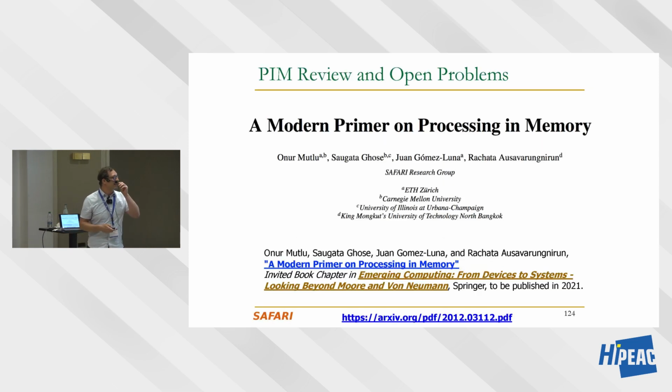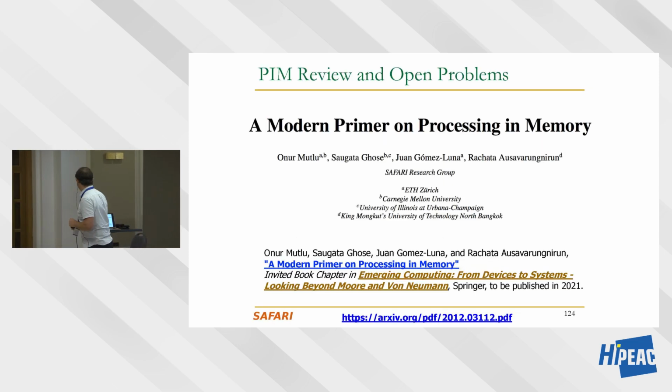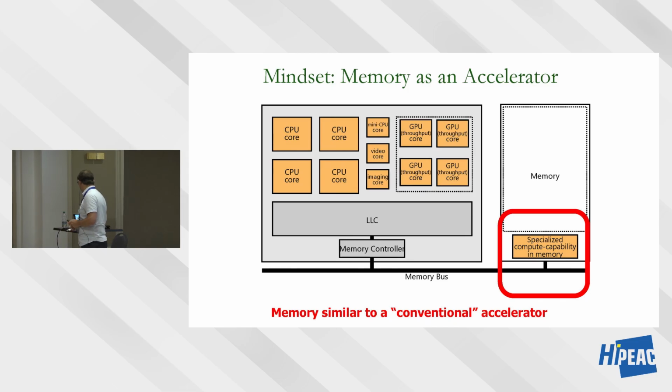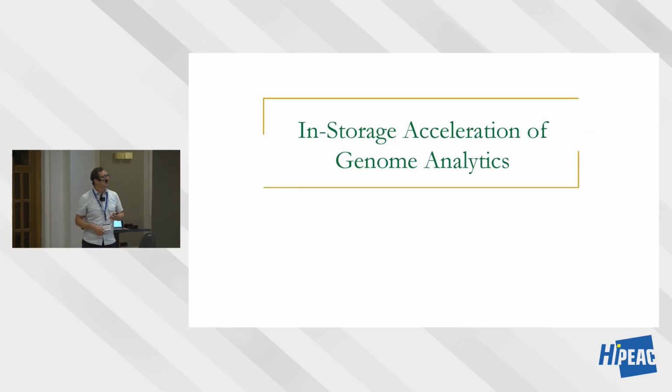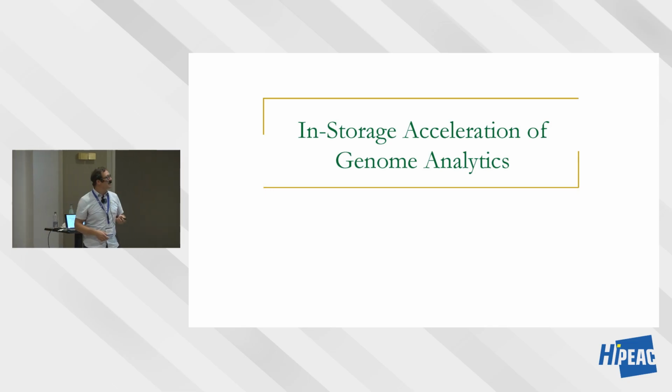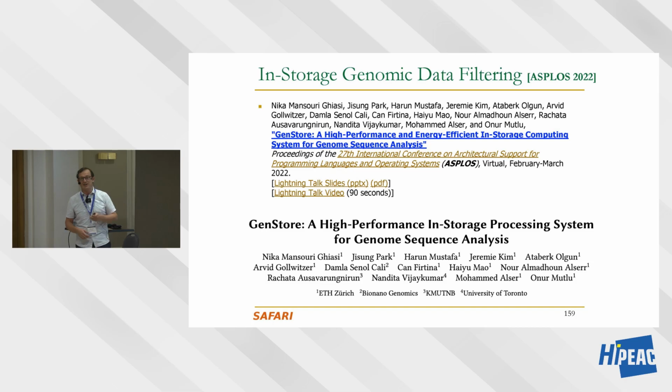So processing near memory. We were covering a lot of things. And as I said, we're not going to cover everything, but today we're going to cover some more, and then we're going to talk about some adoption challenges. And we were thinking of memory as an accelerator. Remember, the last thing we covered was in-storage acceleration of genome analytics. This was the paper we covered, GenStore, at ASPLOS 2022.